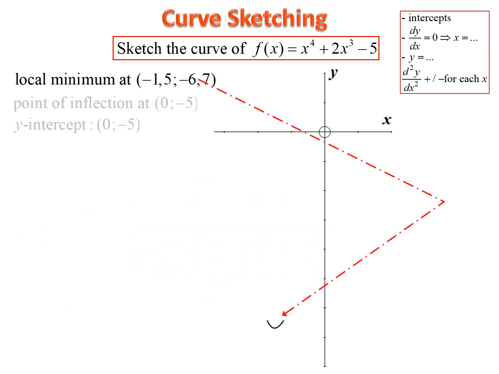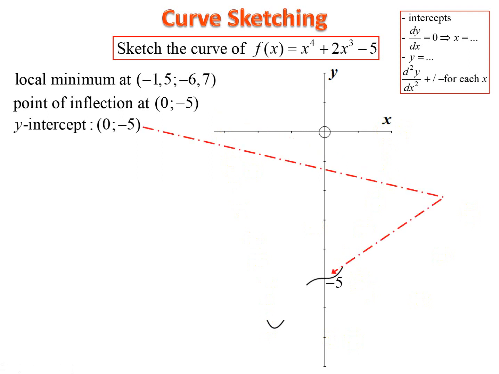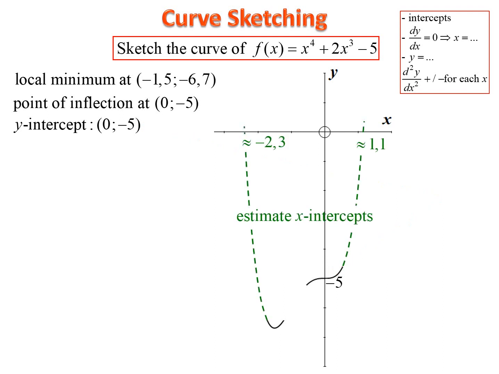So let's slot onto the graph, because we're now going to have to find our x-intercepts. Now we need to extend that up there and that up there to see approximately where they cut the axes. There we are. So negative 2.3 and 1.1, approximately.